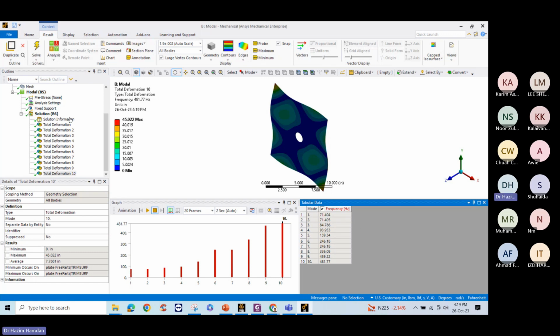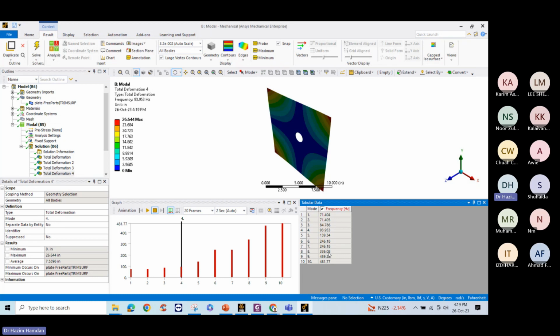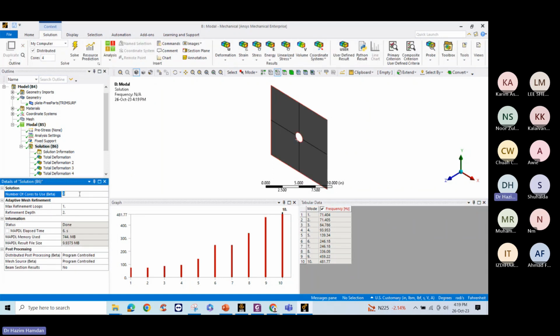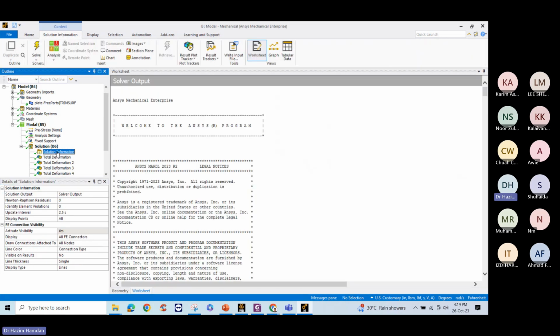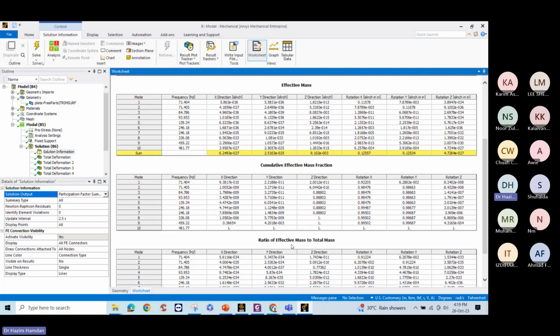Since we set the modes to find as 10, we have the 10 frequency results. So this is the result. Also, you can go to solution, then go to the solution information, and then go to the solution output here, and find the participation factor summary. So you can check the result: participation factor, effective mass, cumulative effective mass fraction, and so on.